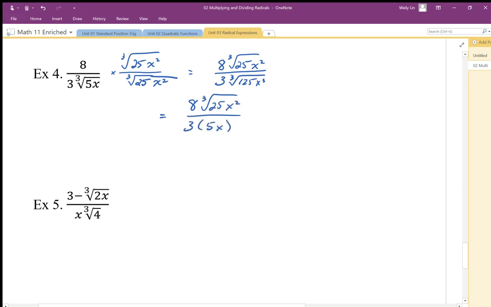Okay, so the cube root of 125 is 5. The cube root of x cubed is x. So there it is. I've rationalized my denominator. So I end up with 8 cube root 25x squared over 15x.